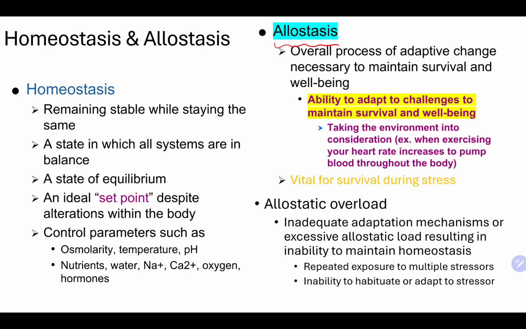Now, when we look at allostatic overload, you have to remember this as well. Allostatic overload is inadequate adaptation mechanisms or an excessive allostatic load resulting in your inability to maintain homeostasis. Maybe you have been exposed to multiple stressors back to back to back to back. You're unable to adapt to the stressors, and then it could lead to long-term chronic disease.